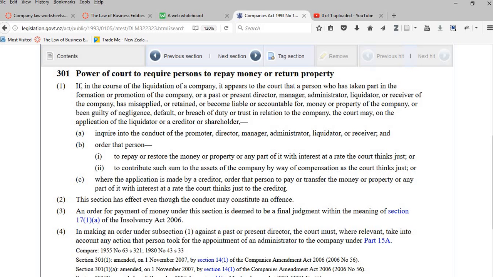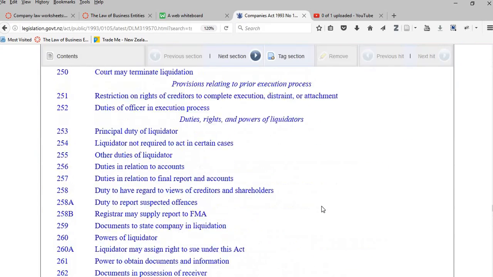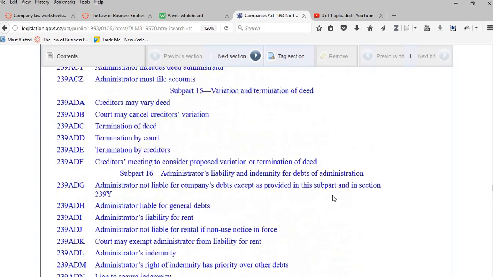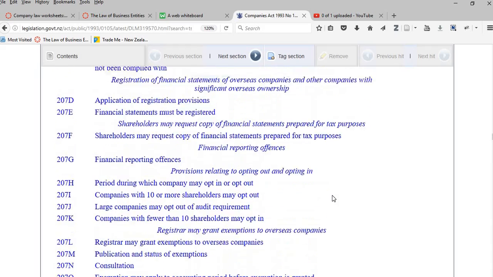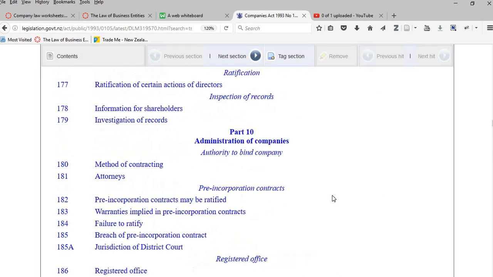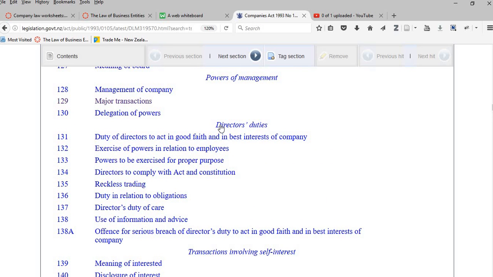Now, what that leads us to is considering, well, what duties can they breach under this Act that we could sue them for? And the ones we predominantly look at here are the duties of directors under Sections 130 to 137. You can see there's a lot of them. So under this heading, directors' duties, we have a list of duties which we'll work through in the worksheet.